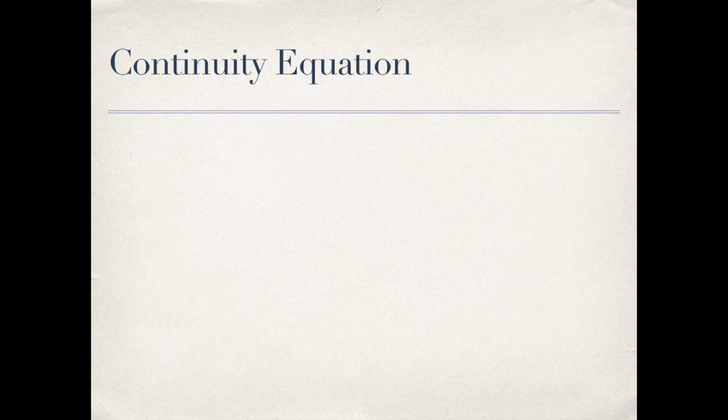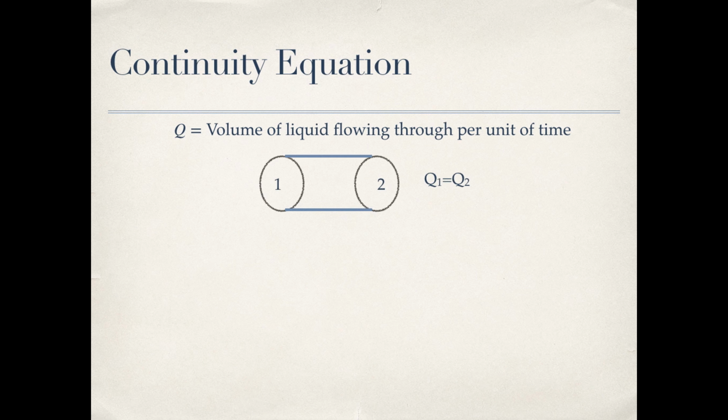So we are now going to talk about the important equation, which is called the continuity equation. And first, let me introduce a quantity which we will use very often. I will denote it by a capital Q, and this is the volume of a liquid flowing per unit time through a given pipe or a channel. And imagine that you have this pipe, and it has the inlet and outlet, and there is a liquid going through it.